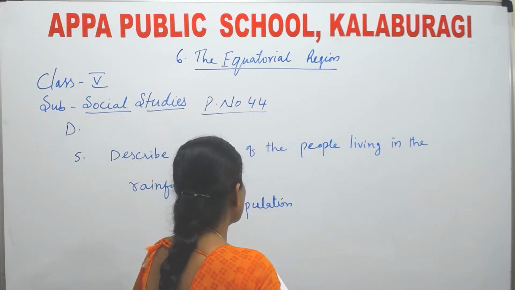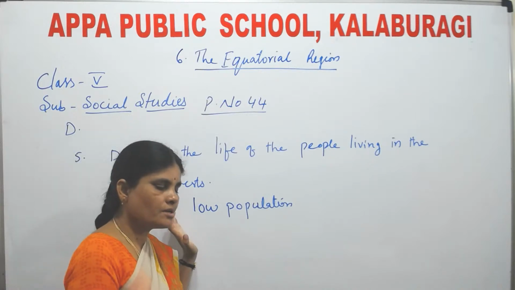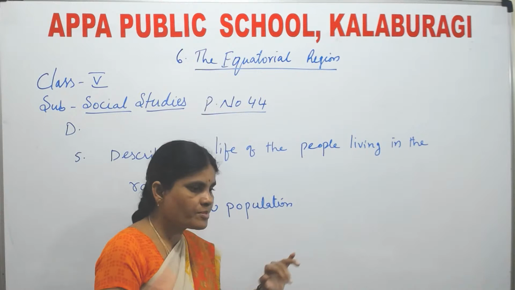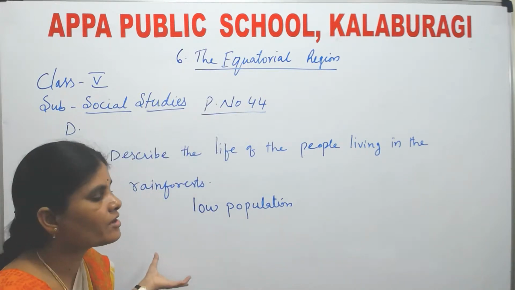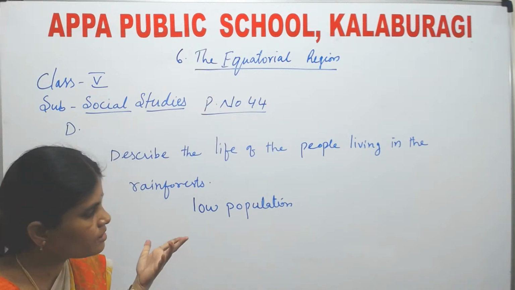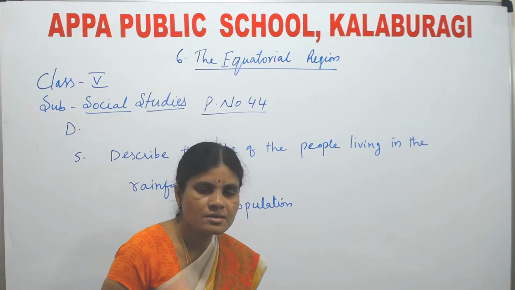Why do we find a low population in the equatorial region? Because it receives high temperature as well as more rainfall, heavy rainfall. That is why the climate of this region is not suitable for human life. So that is why we find a low population in this region.